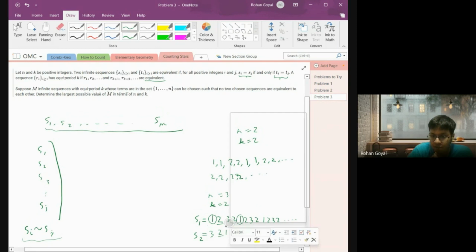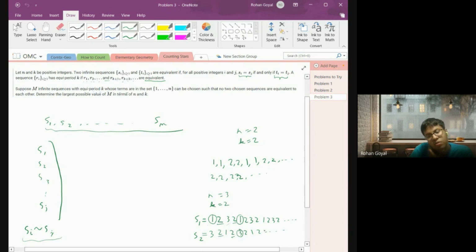If I start from here, RK, R1, R2, and so on, and RK plus 1, R3, so R1, R2, and so on, and R3, R4, and so on, right? So this is the sequence 1, 2, 3, 2, and 3, 2, 1, 2. I don't get the issue.